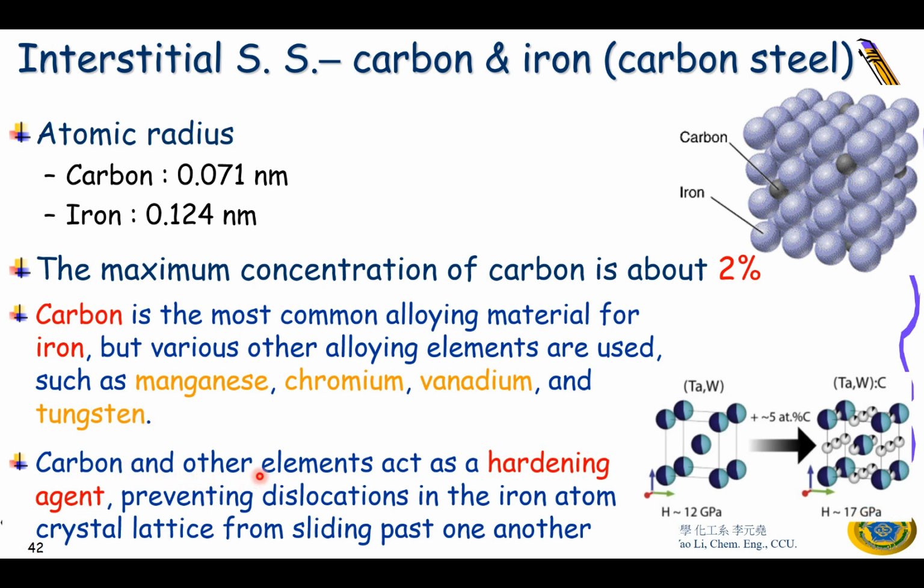So carbon and other elements act as a hardening agent. So you want to put carbon here, and you make this material stronger. Iron is not that strong. However, if you put carbon into the iron, this we call carbon steel, and you make the material much harder. So one example is that you have tantalum and tungsten in, and you put carbon into this structure, and then the mechanical strength becomes higher, right?